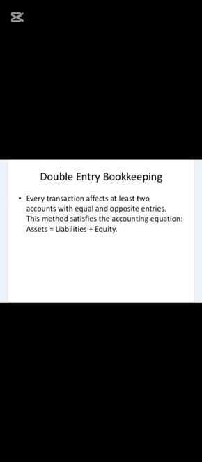Double entry is a bookkeeping and accounting method which states that every financial transaction has equal and opposite effects in at least two different accounts. In accounting, a credit is an entry that increases a liability account or decreases an asset account. A debit is the opposite. It is an entry that increases an asset account or decreases a liability account.